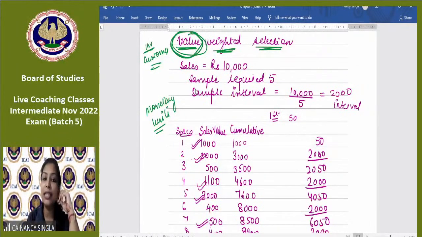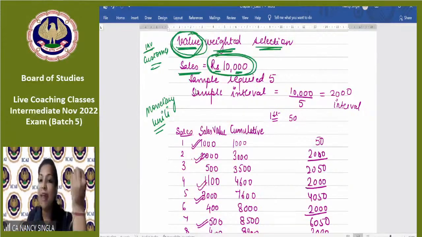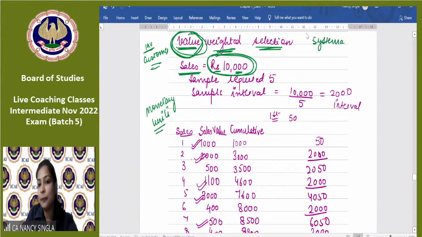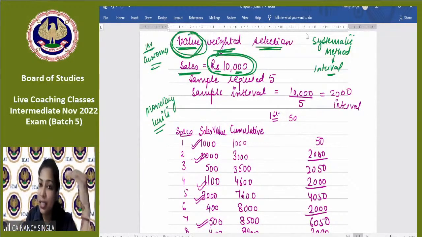And here I am assuming that you all are aware of the statistical method that we'll be discussing here. So let's say the sales are rupees 10,000. This is not a number, this is rupees. And students, value weighted selection is done along with the systematic method, which we have just done, whereby the interval is decided. There, we decided the interval as every 50th item, and that 50th item was the invoice number. So here also we'll be deciding the interval, but here the nth item will be the value.